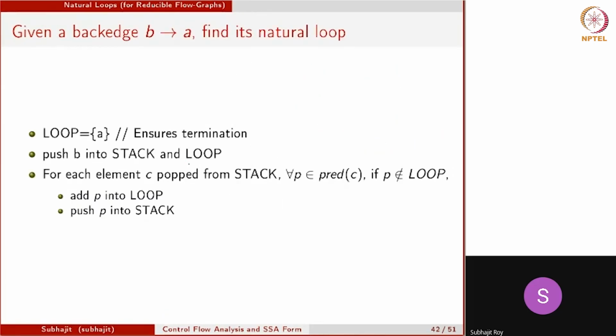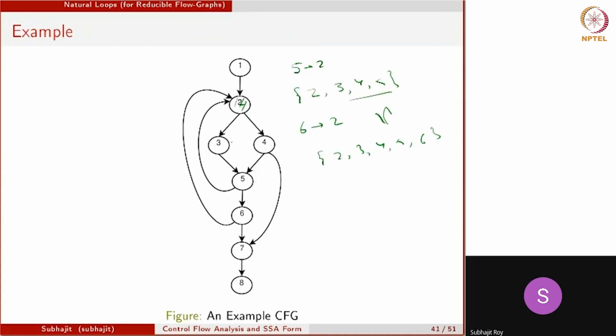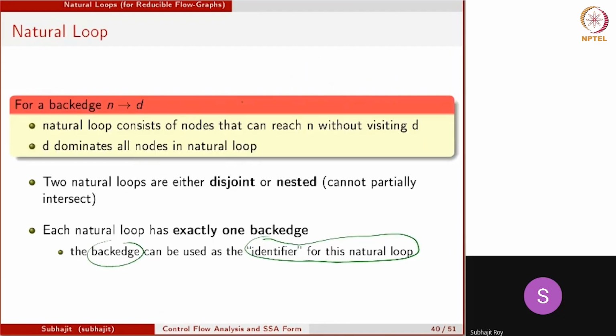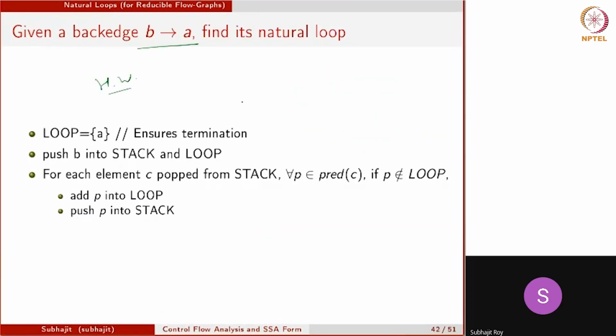So I will skip this algorithm of finding a natural loop because it's not so difficult, but I'll give it as a homework. It is there in the slides anyway, but I'll just keep it on the screen for some time if you want to look at it. But the idea is very simple. You start with this node and you keep on going till you get a node which dominates everything, like you get that loop header. So I'll not talk about it.